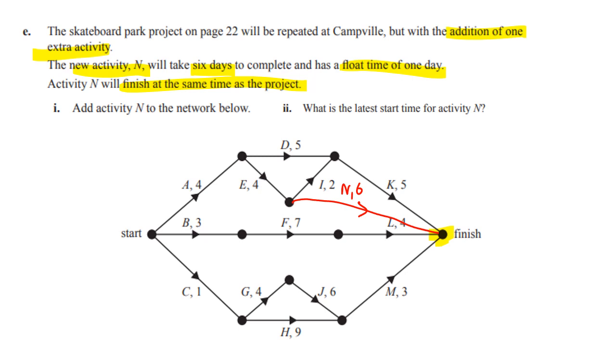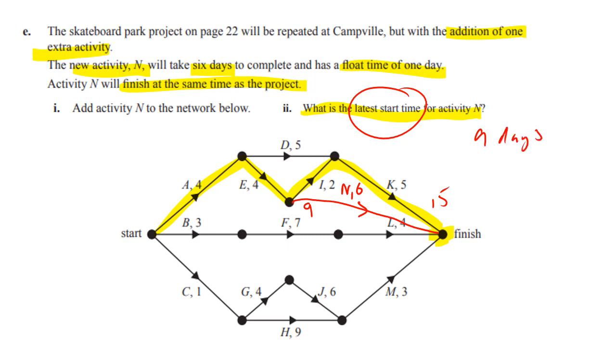Then it says, what is the latest start time for activity N? Now, if we follow through, remember we said that was the critical path. So that whole thing takes 4 plus 4 plus 2 plus 5, 15. 15 minus 6 is 9. So the LST, remember, is that red number when you calculate backwards. So the answer is 9 days.